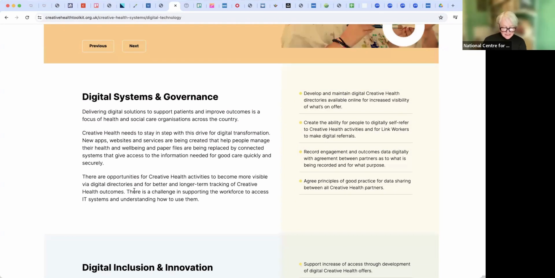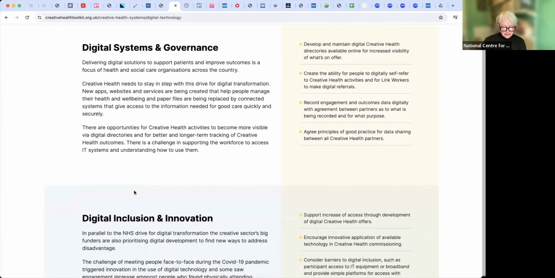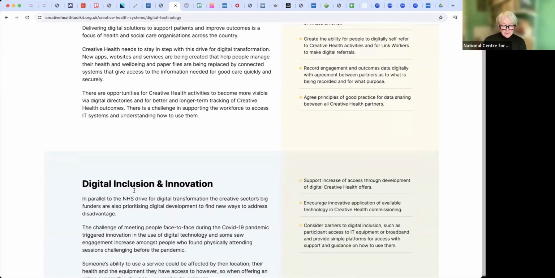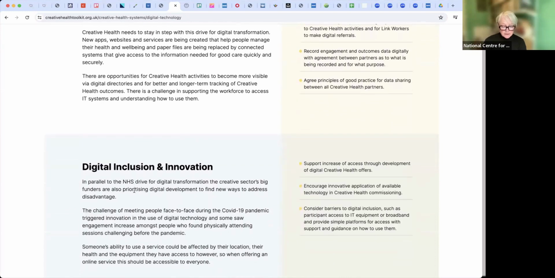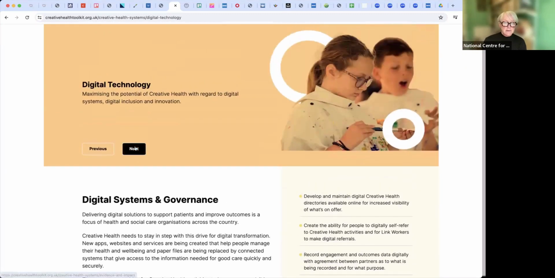Much was learnt through the pandemic about how to combat digital exclusion, and creative health organisations can both support digital inclusion and provide innovative ways to engage people who aren't connected.